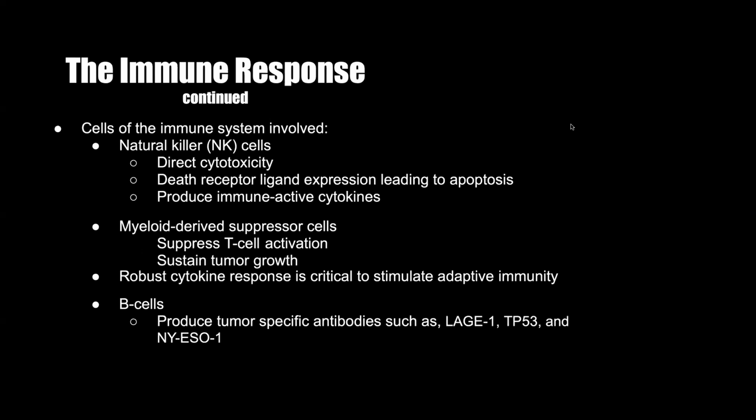Some of the cells involved in the immune response are natural killer T cells. They direct cytotoxicity, death receptor ligand expression leading to apoptosis, and they produce immune active cytokines. Another cell would be the myeloid-derived suppressor cells. They suppress T cell activation and sustain tumor growth. Robust cytokine response is critical to stimulate adaptive immunity. B cells produce tumor-specific antibodies such as LAGE1, TP53, and NY-ESO1.